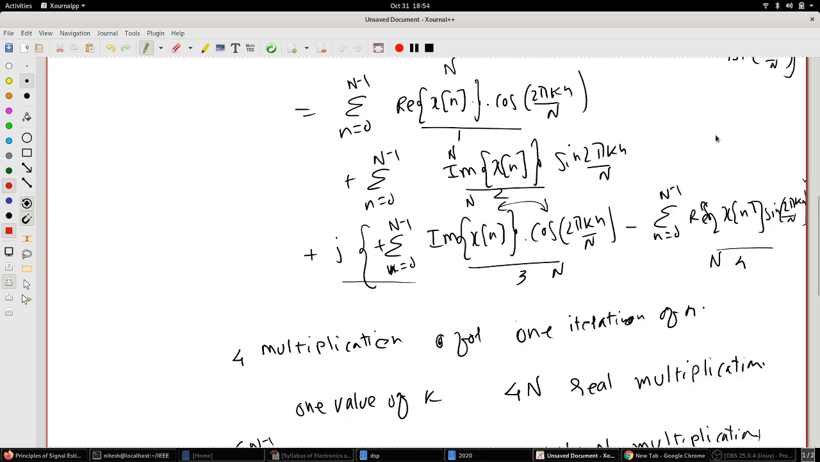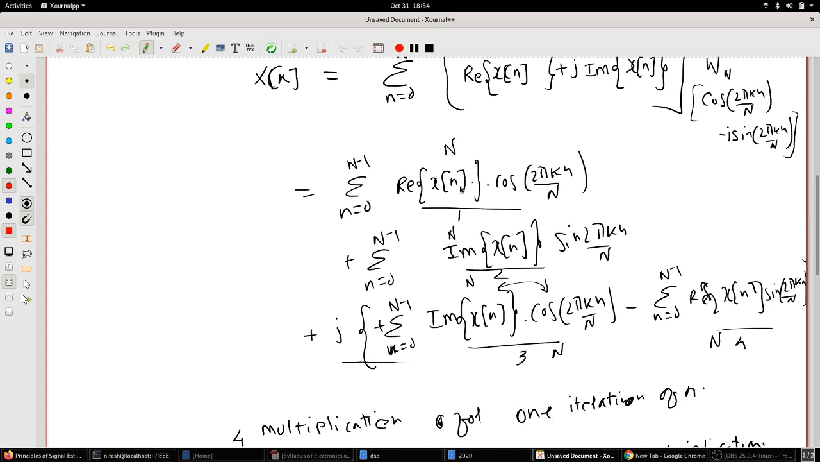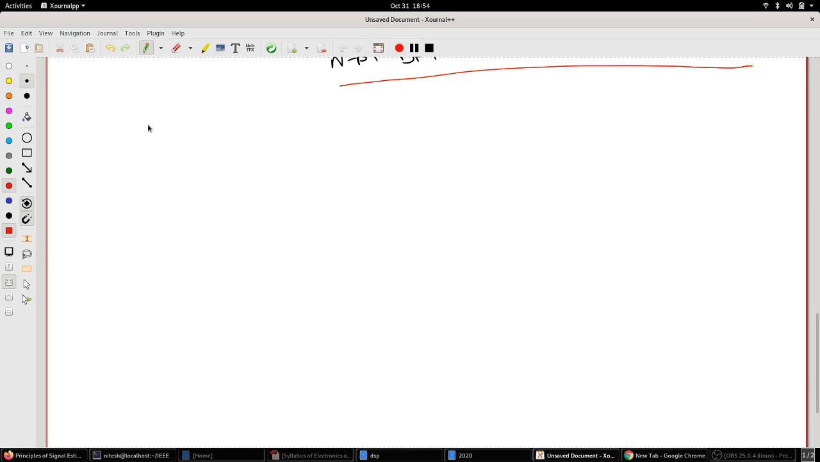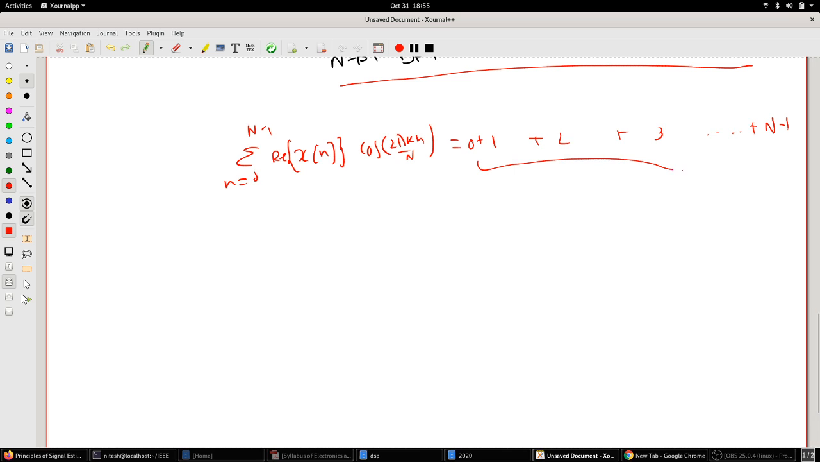The second point is additions. If you see, I am multiplying these two numbers and adding it. So how many additions when you do a summation n equal to 0 to N minus 1 of the real part of x of n into cos of 2 pi kn over N? I am adding 0 plus 1 plus 2 up to N minus 1. So total N numbers I am adding.